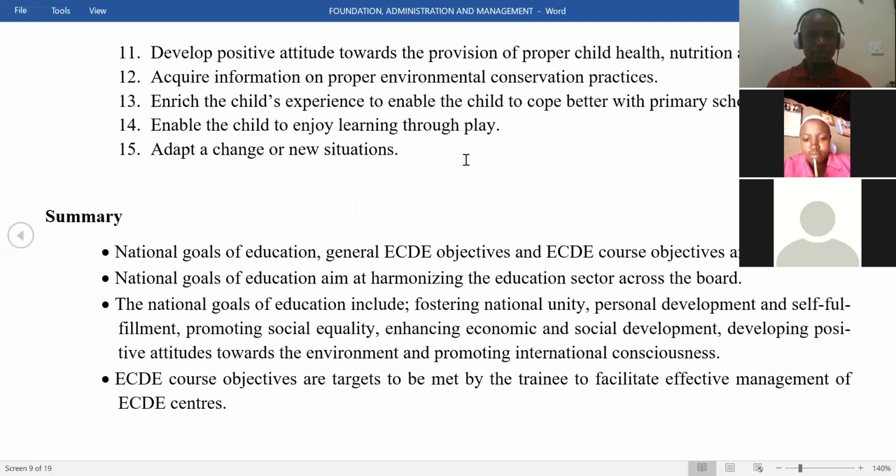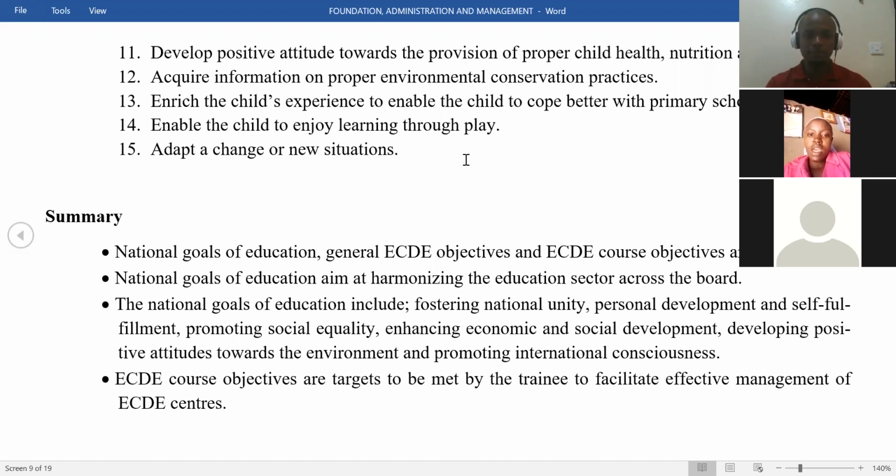Yes, read number 11, please. Develop positive attitude toward the provision of proper child health, nutrition, and care. Yes, develop positive attitude, because if children are fed well, they'll grow. If they are given the right feeding proportions, they will be strong. If they are given proteins, they will repair their body when they get hurt. So you should know all the health, nutrition, and care components that you can use to advise even the parents and the community. Number 12.